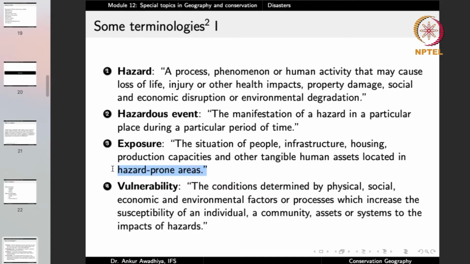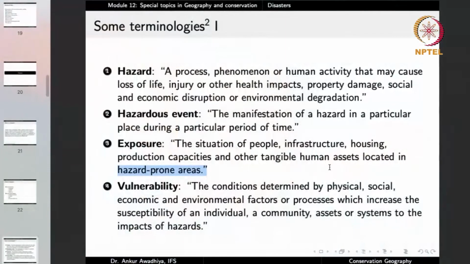Now, when we talk about hazard prone areas, mostly in the case of a natural hazard, there are certain areas that have the hazard of flooding, and there are certain areas that are safe from flooding. Now, if you have a situation of flooding, then those areas in which you have the hazards and there are people, infrastructure, housing, production capacities, and other tangible human assets located there, this situation will be known as exposure: the situation of all of these being located in hazard prone areas. So we will say that the exposure of people who are living in flood prone areas is very high. Similarly, the exposure of people who are living in cyclone prone areas is very high. Now that is exposure because the hazard has not manifested itself. It is just that the area is hazard prone.